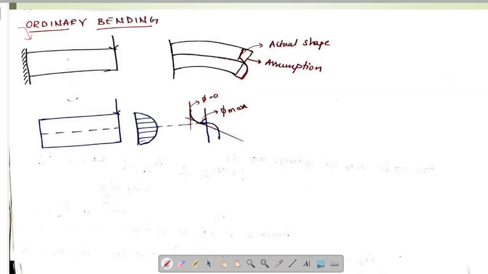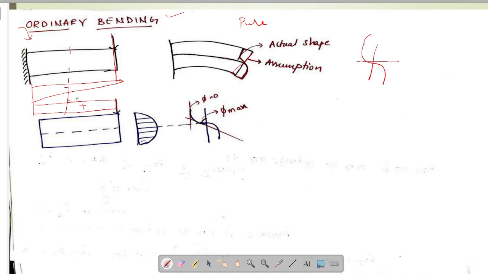Now let's see this condition. Here, the bending moment diagram looks something like this, whereas the shear force diagram looks something like this. That means at every section of the beam there is both bending moment and shear force acting. So this is not a pure bending condition. This is an ordinary bending case. Here, if we observe, the plane after bending won't remain plane. It deforms something like this.